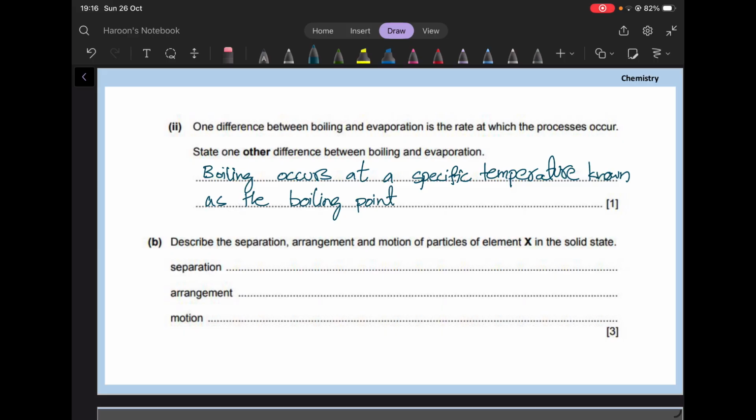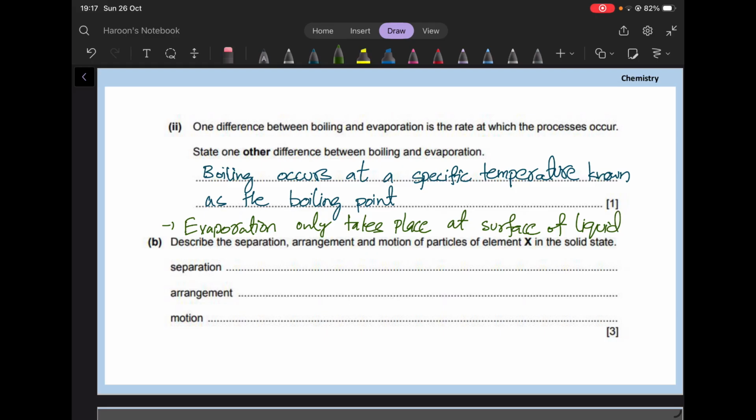Reverse argument would have been correct as well. For example, evaporation occurs at a temperature below the boiling point, that is, it doesn't occur at a fixed temperature. Another possible reason could have been that you could have stated evaporation only takes place at the surface of the liquid. This would have been marked correct as well.